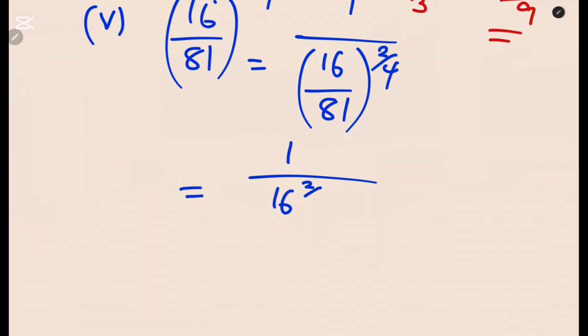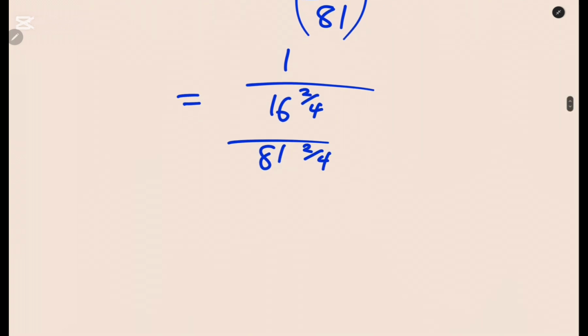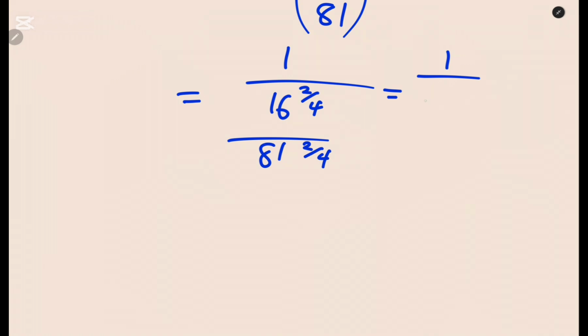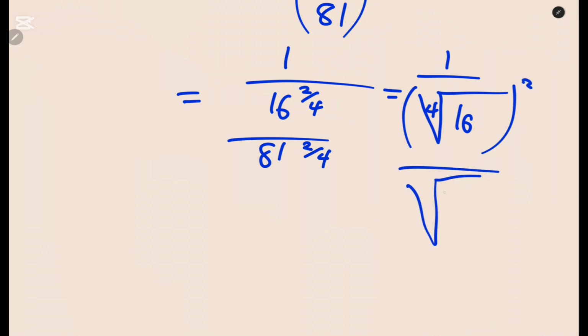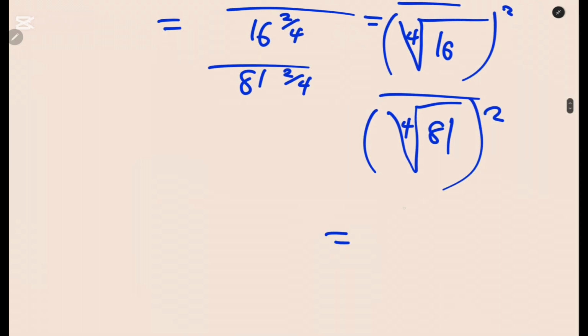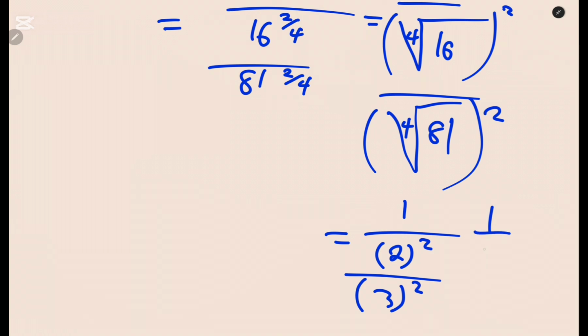So this one is going to be 1 over 16 to the power 2 over 4 divide 81 to the power 2 over 4. How is this one going to become? So 1 over the fourth root of 16, the power 2 divide the fourth root of 81 to the power 2. And this is going to become 1 over fourth root of 16, that is 2 to the power 2. Okay, divide 81, that is 3 to the power 2. And this is going to be 1 over 4 over 9.